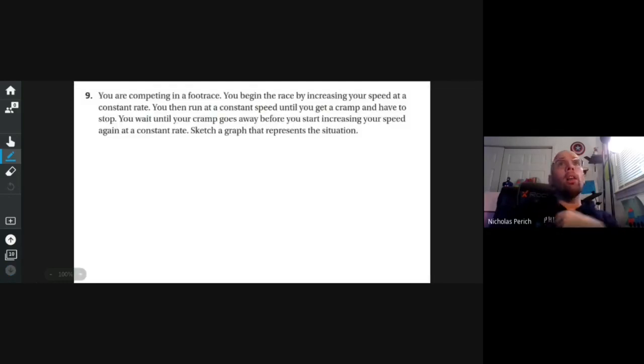Oh, look, the last one, and then we're done. You are competing in a foot race. You begin the race by increasing your speed at a constant rate. Then you run at a constant speed until you get a cramp and have to stop. You wait until your cramp goes away before you start increasing your speed again at a constant rate. Sketch the graph that represents the situation. All right.